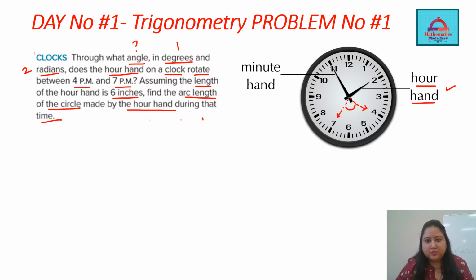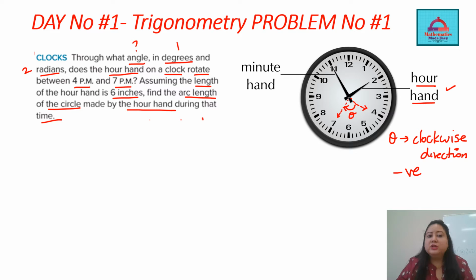So from 4 to 7, this is the direction for the angle theta that we need to find here. Because theta is going in the clockwise direction, we can take the value of the angle to be negative by convention. Now we need to find this angle both in degrees and radians. So theta represents the angle from 4 to 7.